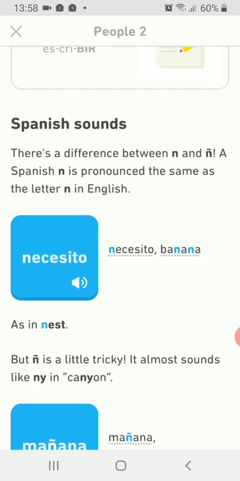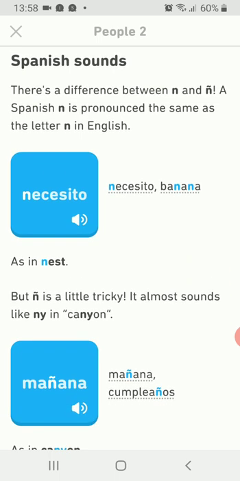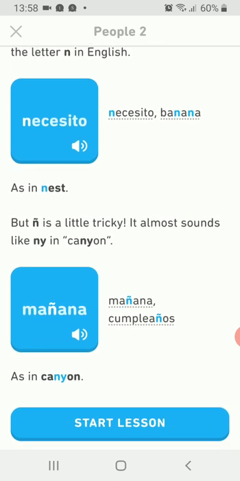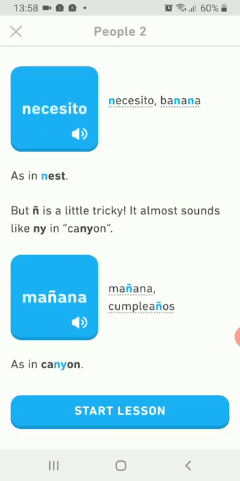Spanish sounds. There's a difference between N and palatalized N. So N in Spanish, and ñ. Spanish N is pronounced the same as the letter N in English. So necesito, banana. These are two examples, and it's just as in nest. Necesito. Banana.